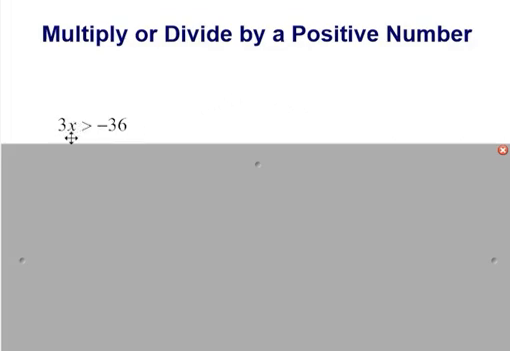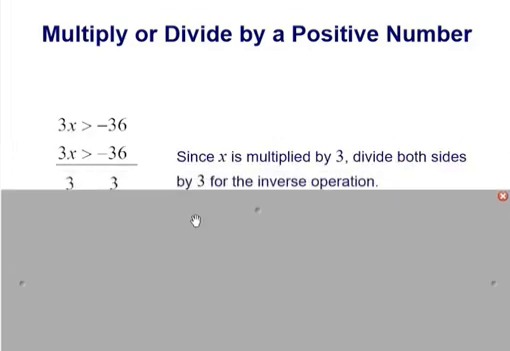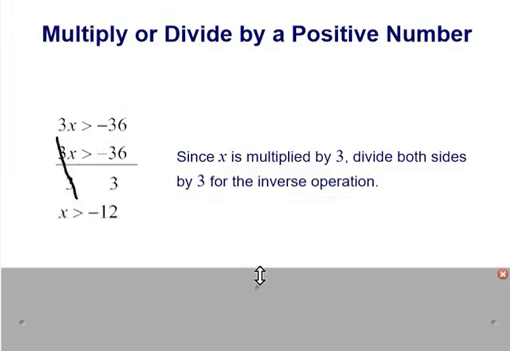So right now it's being multiplied by 3. So we would want to divide both sides by 3 for that inverse operation. That's going to undo multiplying by 3 and leave us with our solution. X is greater than, well, negative 36 divided by 3 is negative 12. Very similar to if it were an equation, the same thinking.